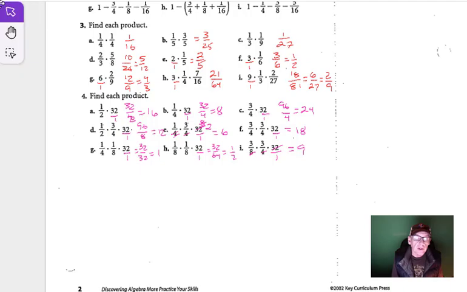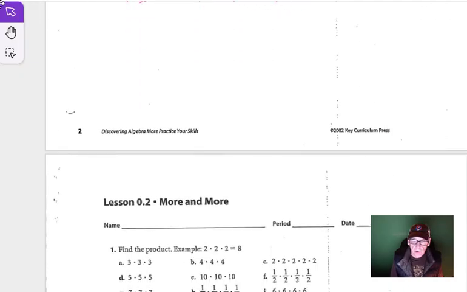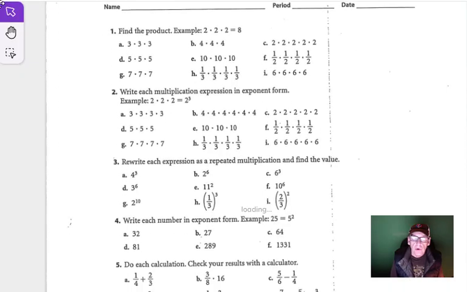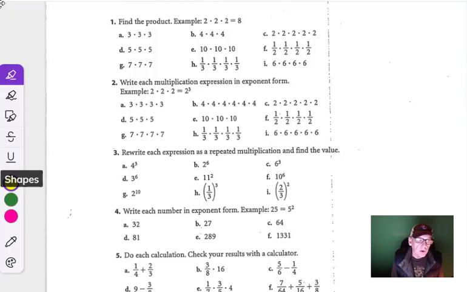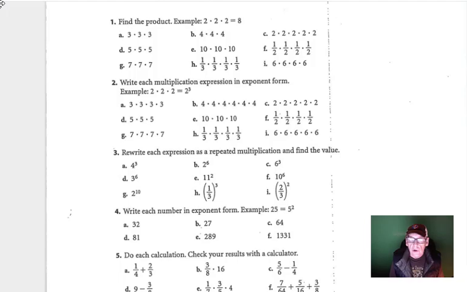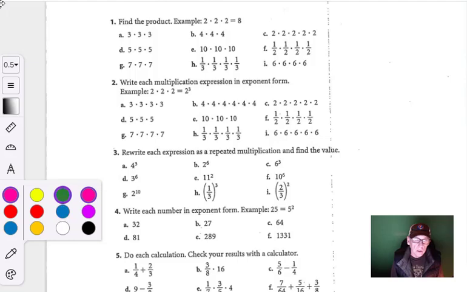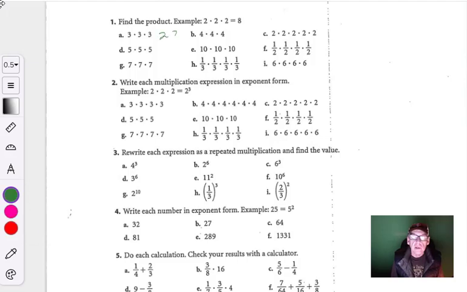Let's go to the next page here. Okay, you want to find these products. And we've got some rules of exponents coming on. We'll talk about those as we go. So 3 times 3 times 3 is 27. Just going to get 27.